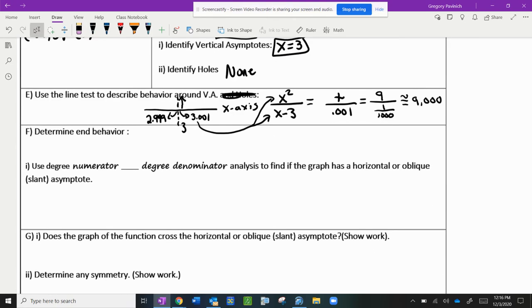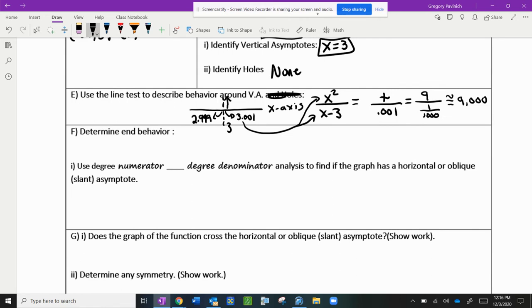Okay, I want to do the same thing with the left side. So my left side, I have the x squared and the same x minus 3. So I know if I plug in 2.999 for x and then I subtract 3, I'm going to get negative 0.001. And my top is going to be about 9 again, right? I'm going to square 2.999, which is approximately 9. And I know I'm going to be multiplying this time by a negative 1,000, which would give me approximately negative 9,000. We don't have to write those approximations. I'm just trying to explain that to you.